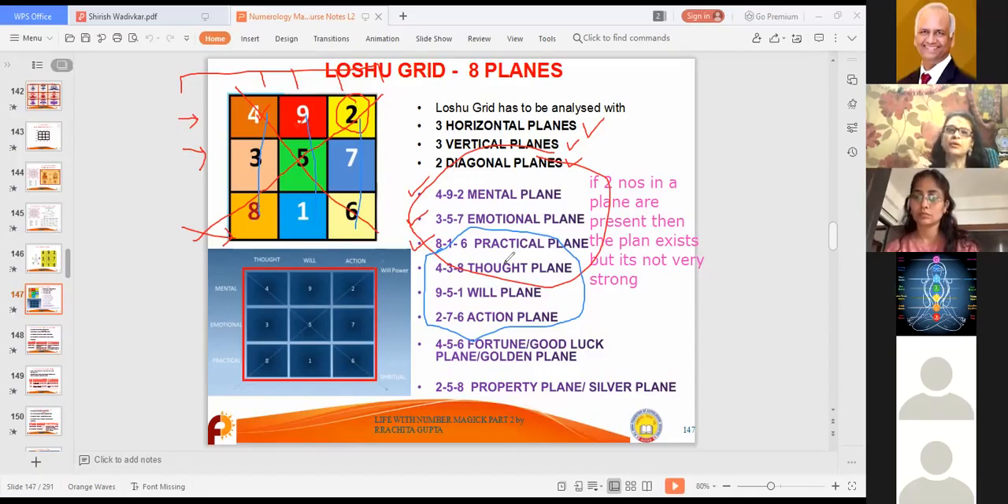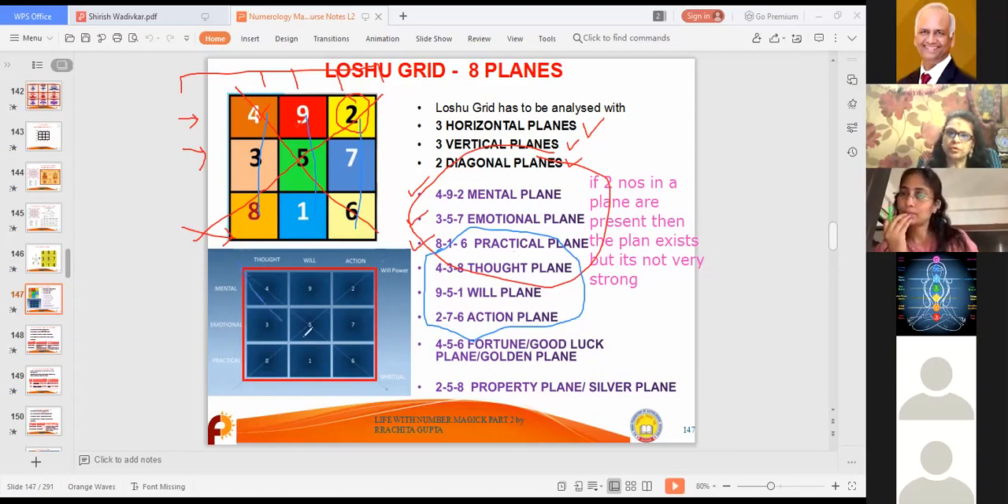And the third one, 276, is known as the action plane. Action plane means now you are actually going ahead and implementing it. You are attending the classes, doing your homework, doing all the tasks associated with that particular project until you complete it. 276 also talks about the ability to complete a project, to stay at it until it is completed and you have received your returns from it.